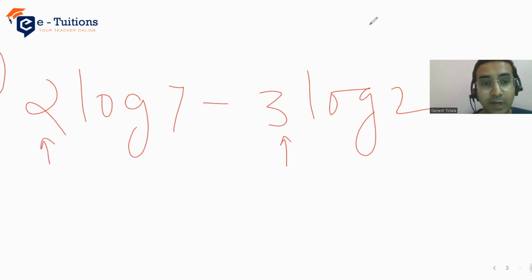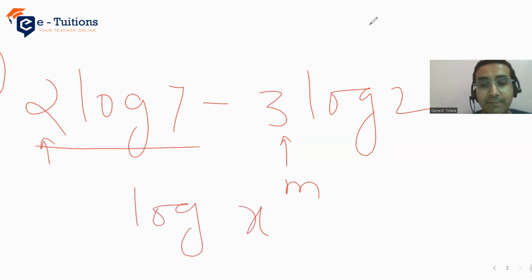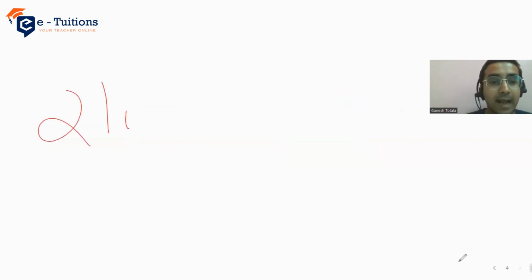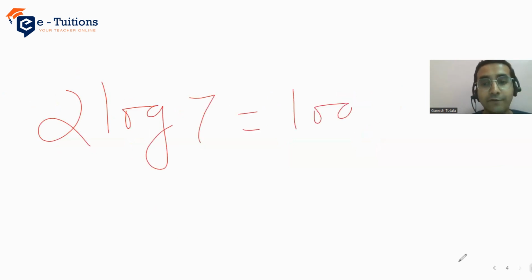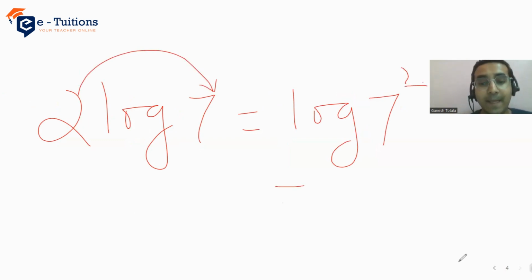How can we make it as 1? Just use the power law. What does power law state? Well, we have just seen log of x raised to m is equal to m into log of x. So just writing 2 log 7 in the reverse manner, 2 log 7, I can basically write it as log of 7 raised to 2. Just shift this 2 on the upper portion. So it will be log of 7 squared. That will be log of 49. So 2 log 7 has become now log of 49.